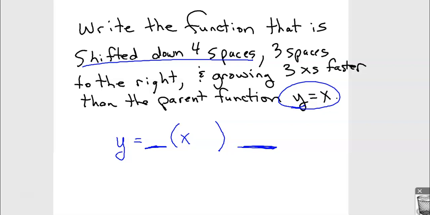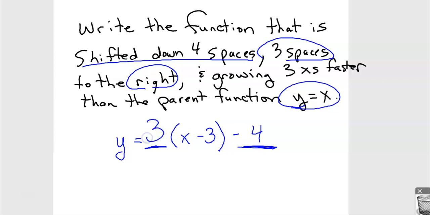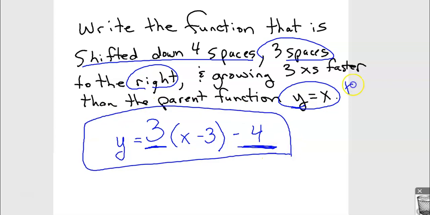All right, so this says write the function that is shifted down 4 spaces. That's -4. It's 3 spaces to the right, which is -3. Remember, it's always to the opposite direction. So this would be actually a -3. It's growing 3 times quicker. So notice I have this function right here. And if I graphed this function, and if I graphed this function, you would see that it is shifted down 4 spaces, it's 3 spaces to the right, and it's growing 3 times faster than this parent function.